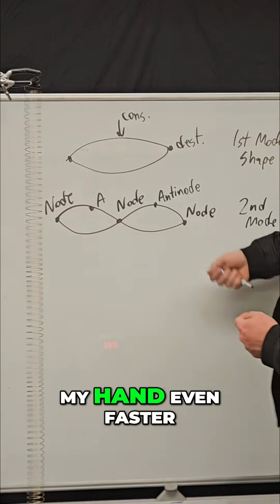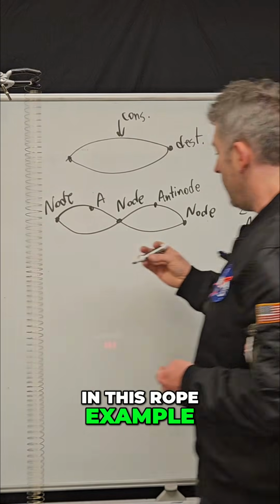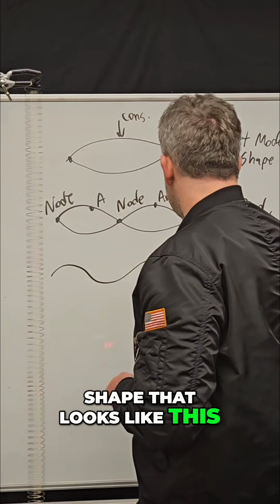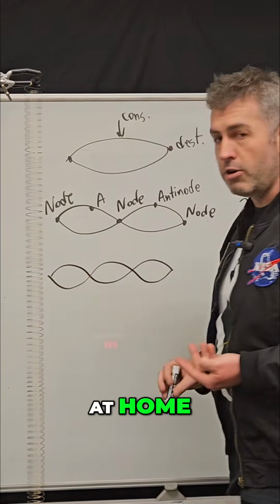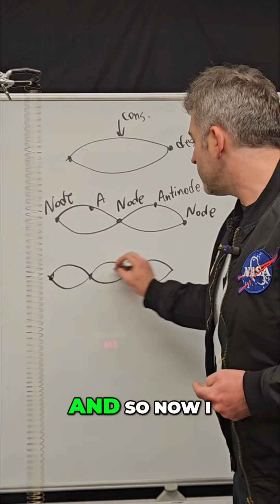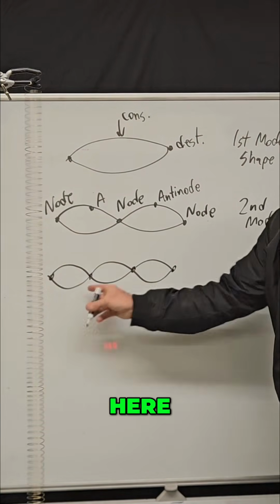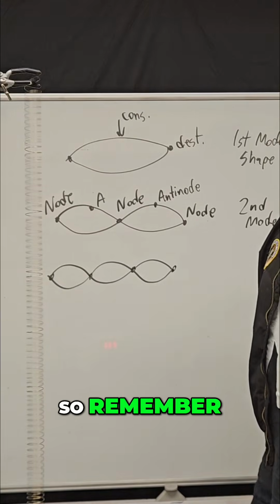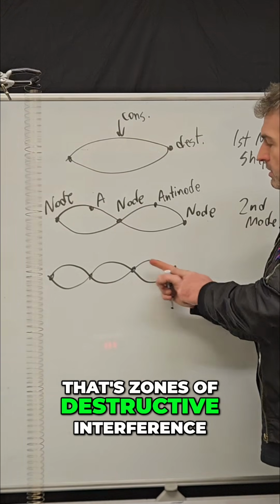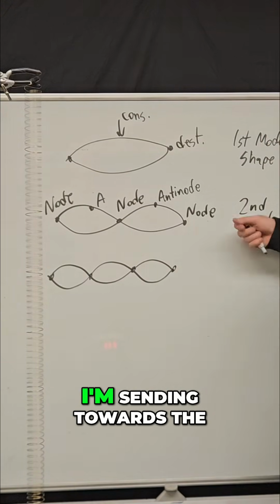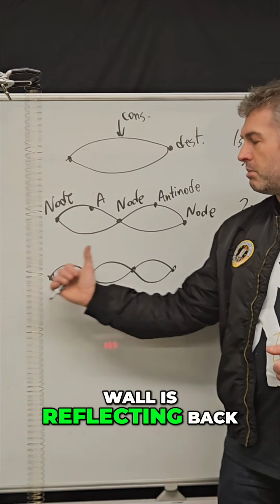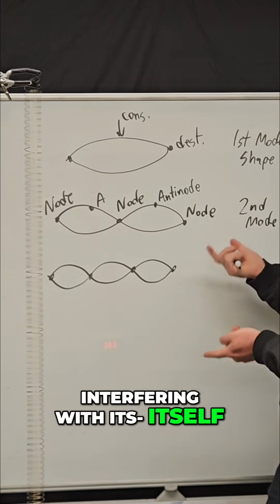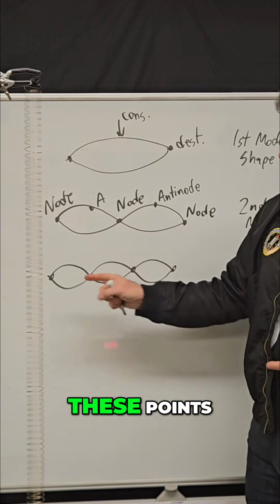And if I shook my hand even faster in this rope example, I would get a shape that looks like this. You can try it at home, it's actually pretty doable. Now I have nodes here, here, here, and here. So there's 4 nodes, and I have antinodes here, here, and here. Remember, those are zones of destructive interference, where my wave that I'm sending towards the wall is reflecting back, interfering with itself, and canceling out at these points.